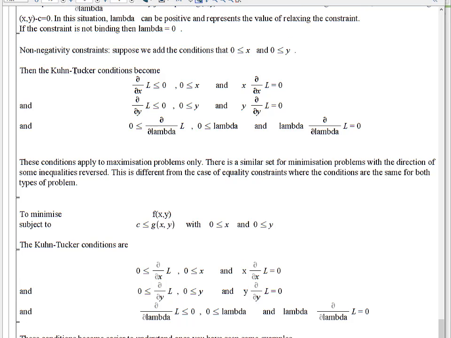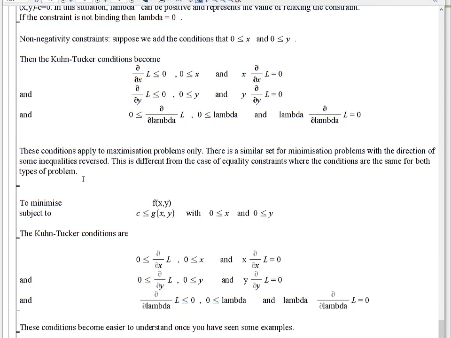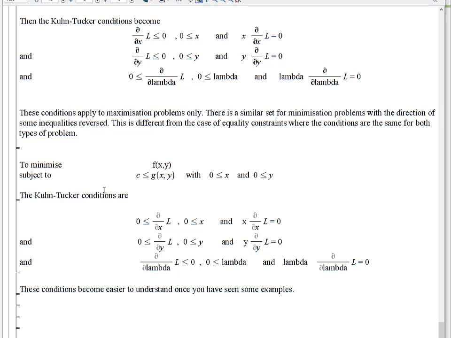So the full set of Kuhn-Tucker conditions with the non-negativity constraints look like this for a maximisation problem: the Lagrangian derivative has got to be less than 0, x has got to be greater than 0, and one of those things has got to be actually equal to 0. Same for y. The derivative's got to be less than 0, y's got to be greater than 0, and y times the Lagrangian derivative's got to be equal to 0, and the same thing for lambda. That only applies to maximisation problems. There's an equivalent set for minimisation problems with the direction of some of the inequalities reversed, like this.